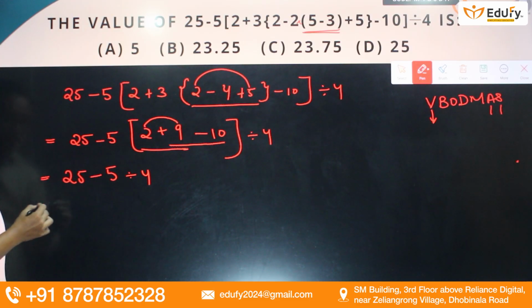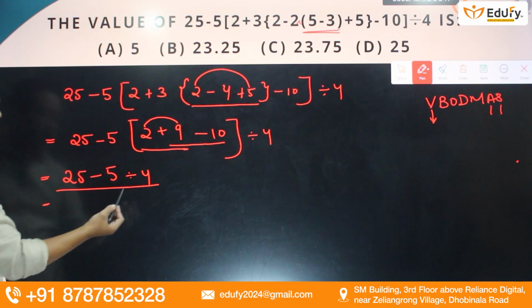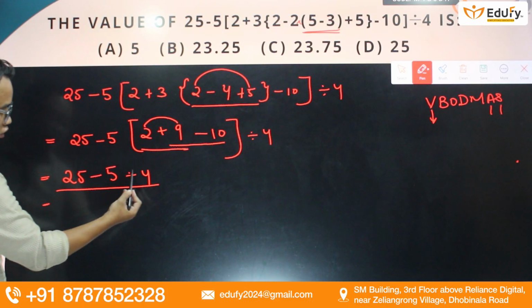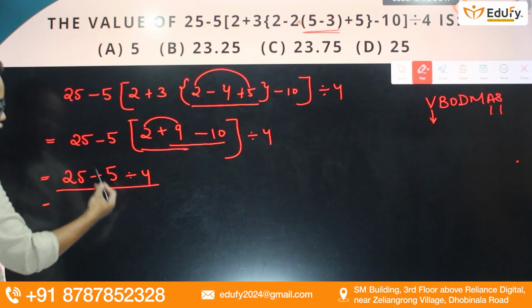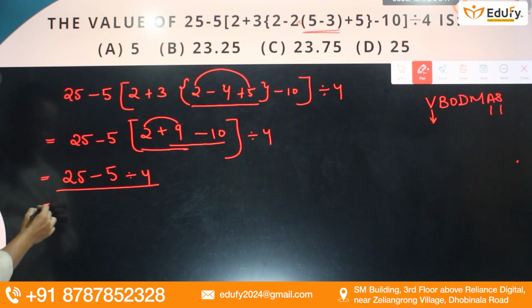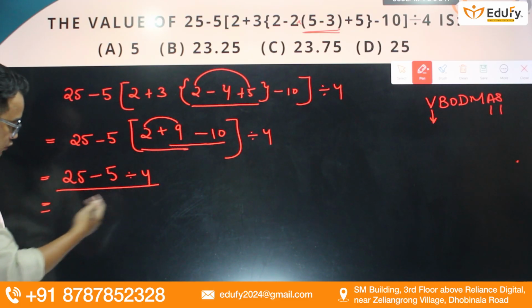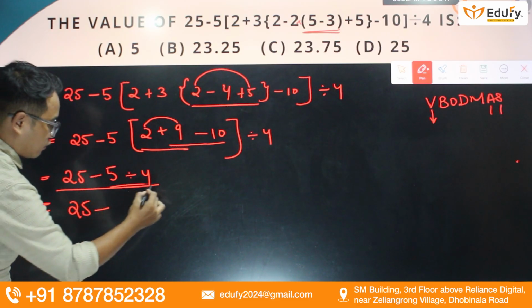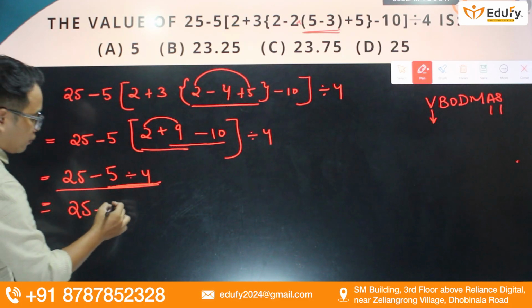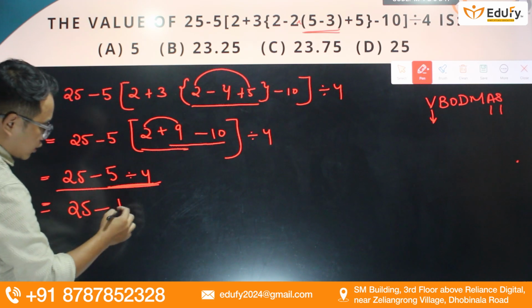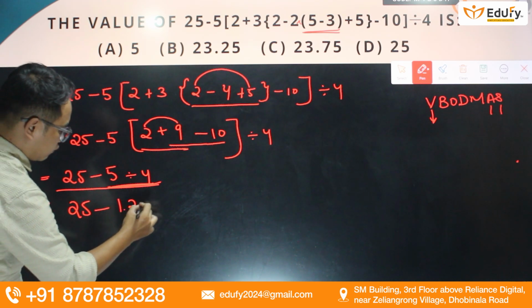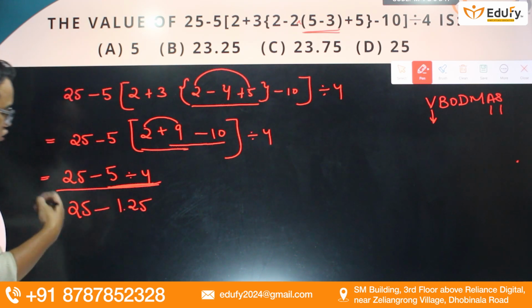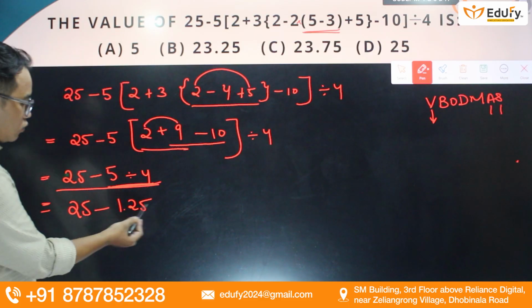Okay. After that, in this operation, you can see there is a subtraction and division. And in the BODMAS rule, we say subtraction comes first. Oh, sorry. Division comes first. So we will continue with that. So 25 minus, and I have to divide this 2. Okay, so 4 1s are 4. Then you have 4 2s are 8, 4 5s are 20. Okay. So 25 minus 1.25.